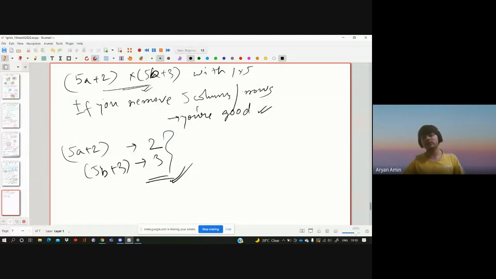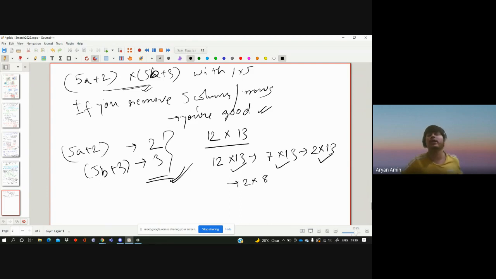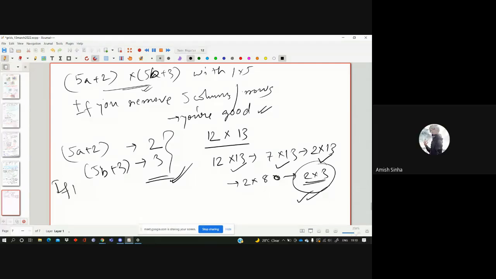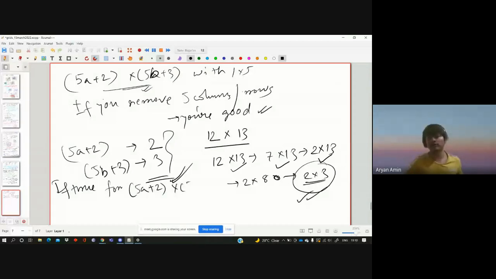Suppose you had 12 cross 13. You can move from 12 cross 13 to 7 cross 13, and from there to 2 cross 13. If it was true for the first, it should be true for the next and the next as well. Then you can similarly move from 2 cross 13 to 2 cross 8, and from there to 2 cross 3. Does this make sense? Yes. So 5a plus 2 cross 5b plus 3 is true if 2 cross 3 is true.